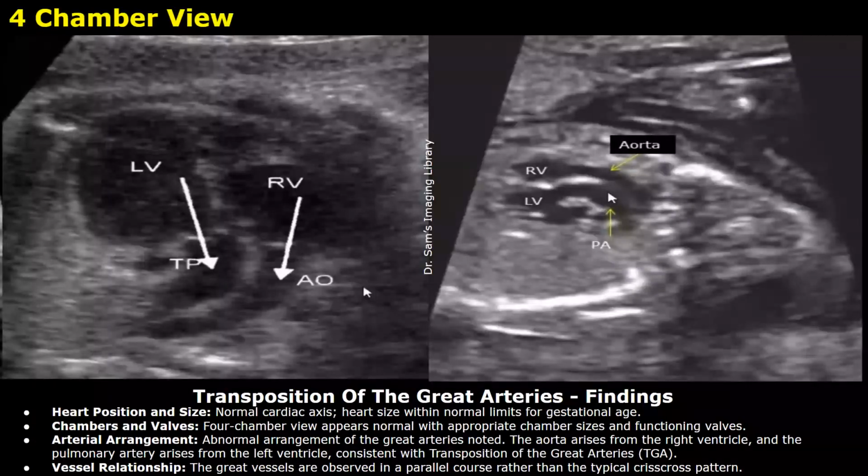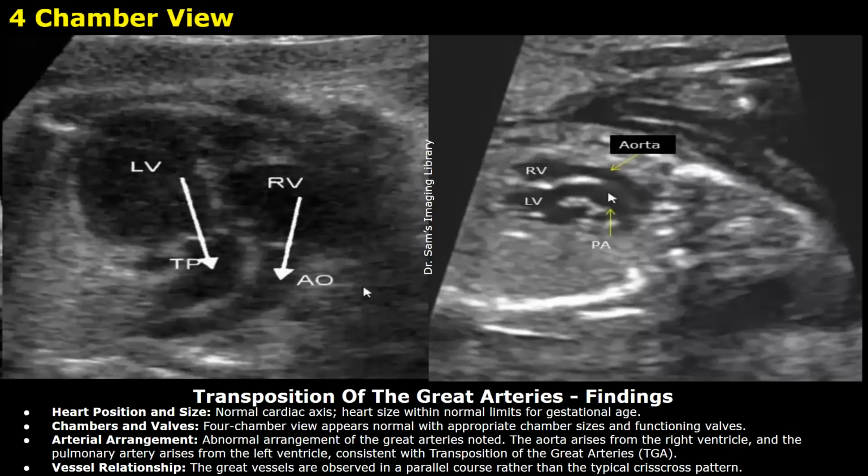This is a case of transposition of the great arteries. These are the findings. The heart size is normal. Chambers and valves: four-chamber view appears normal with appropriate chamber sizes and functioning valves.